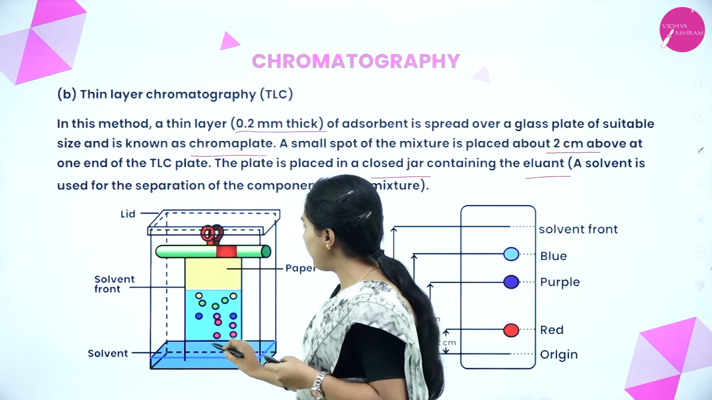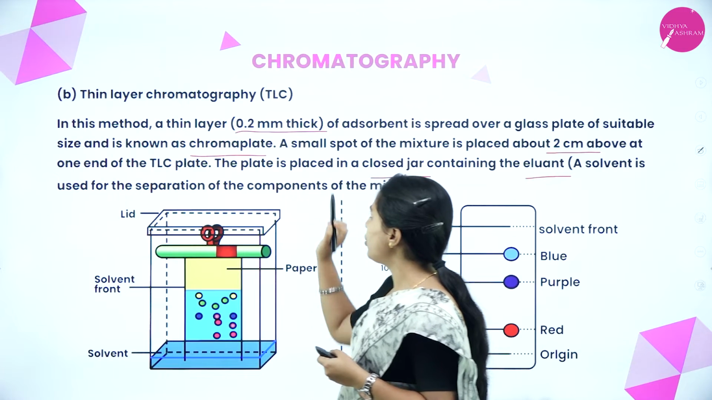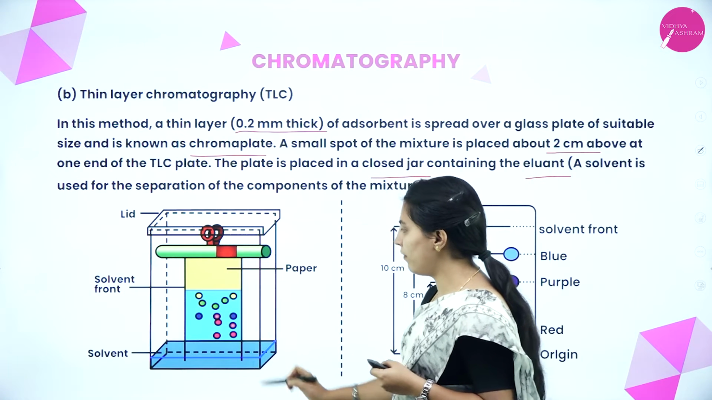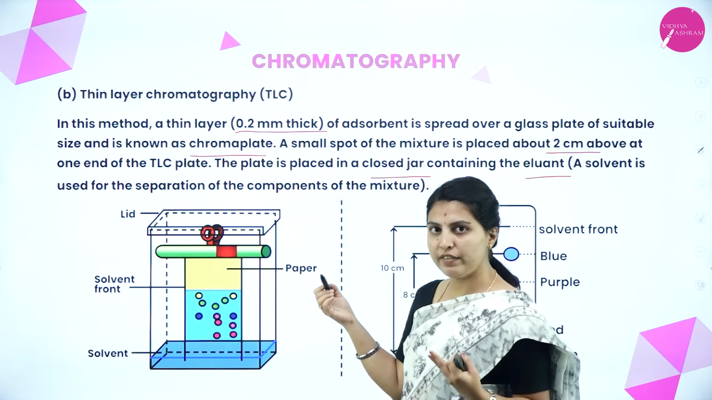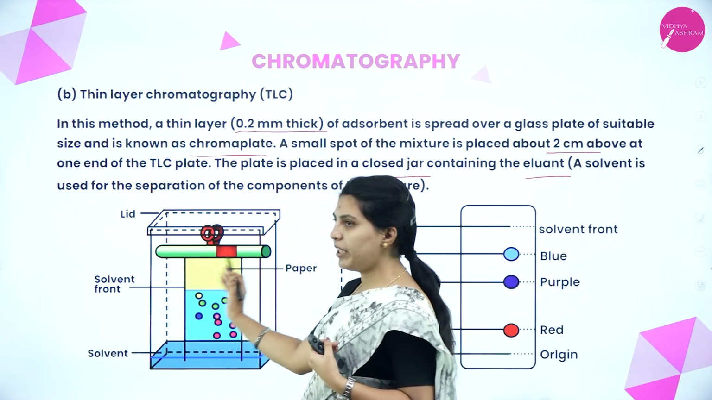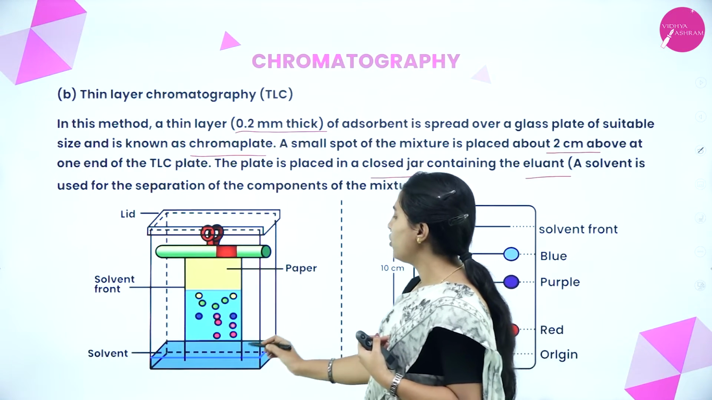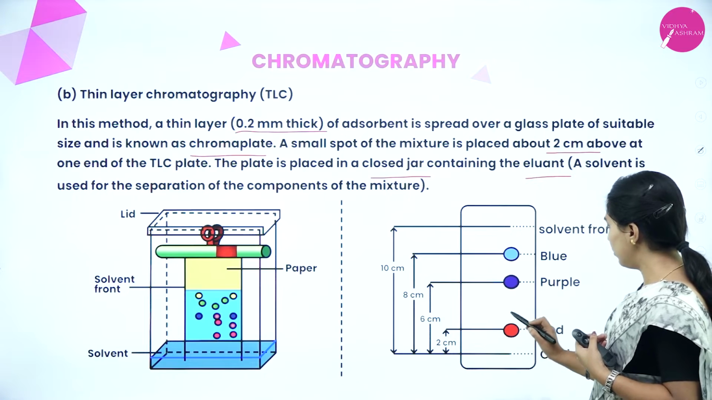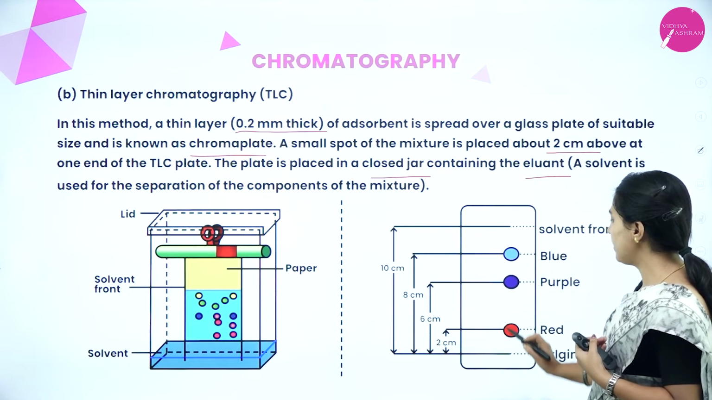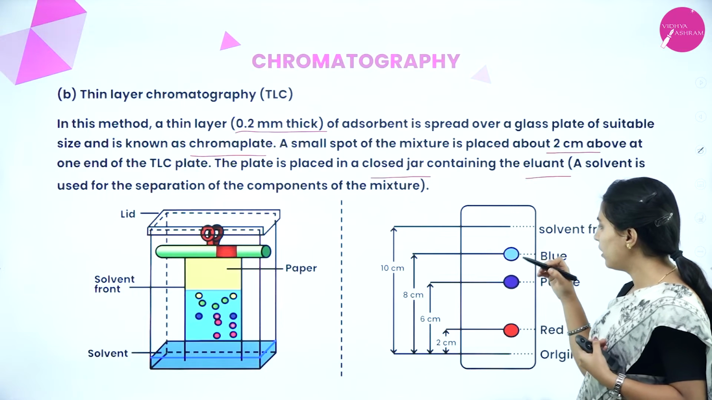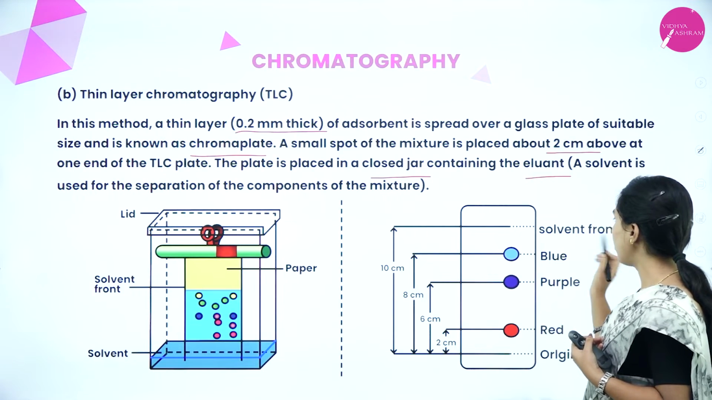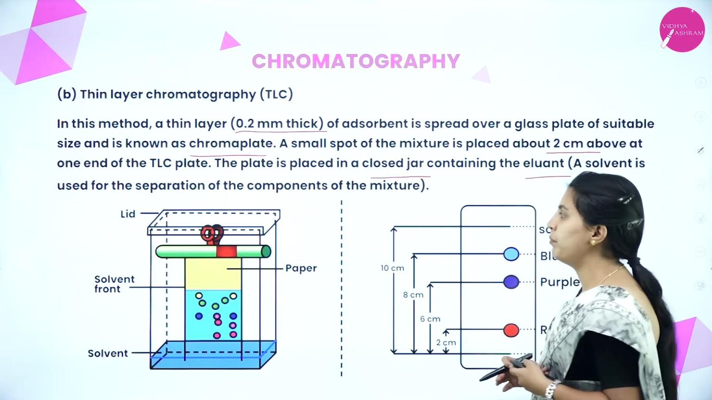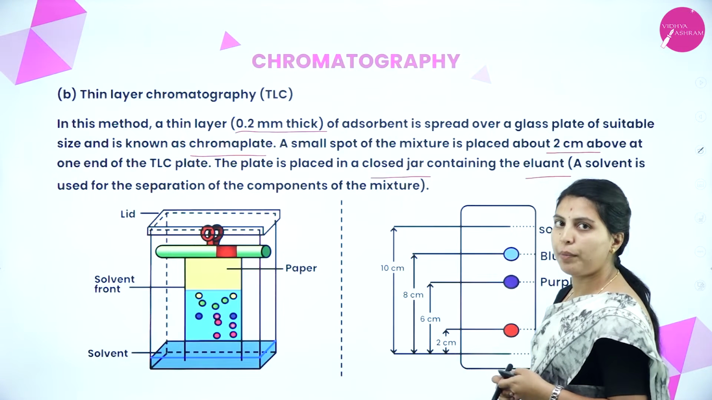See here, this is a chroma plate with a 0.2 mm thick layer. One dot should be put, it should be immersed in the solvent, and you leave it for some time and close the lid. It is in a closed jar, so the mixture starts getting separated. See here, this is the origin where the dot was given, and the separation can be seen at 2 cm, 6 cm, 8 cm and 10 cm. This is the solvent front you are seeing. That is how the components get separated from the mixture. This is called thin layer chromatography.